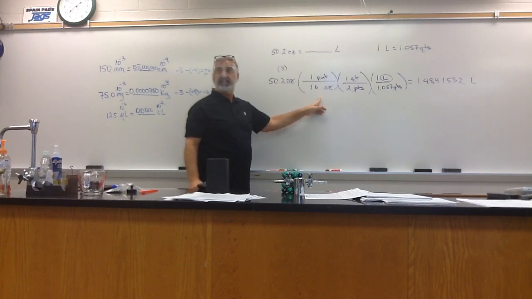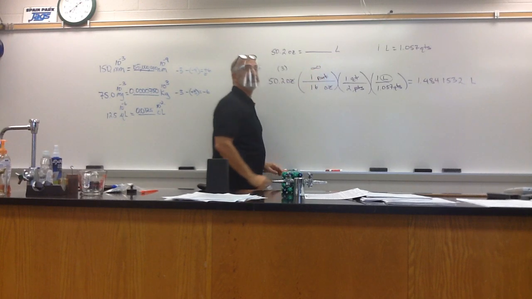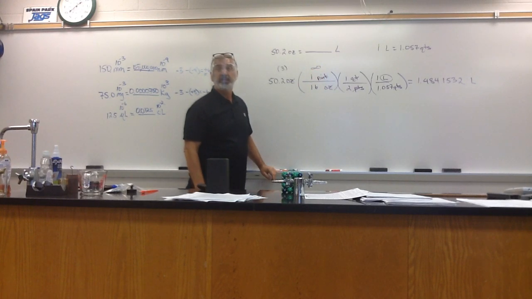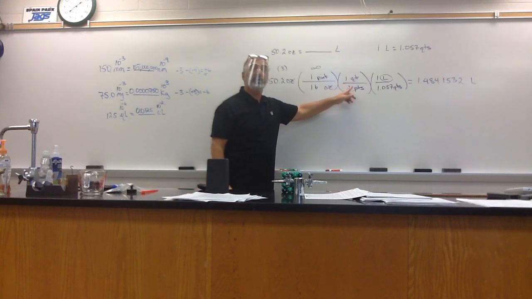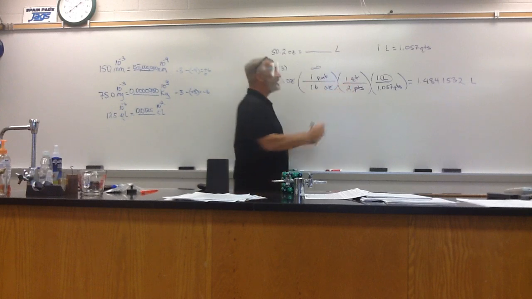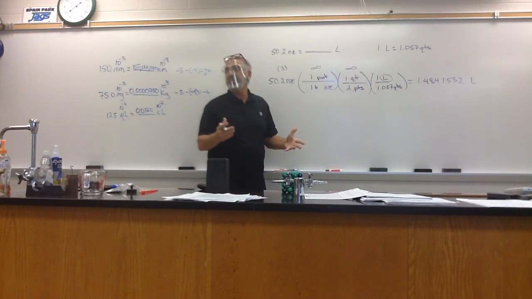Because somebody said that. This is one of those exact measures. Whenever you're in the same system, 1,000 milliliters is a liter, 16 ounces is a pint, we're going to say that that's infinite numbers of sig figs. It's exact. We know that there's exactly 2 pints in 1 quart. So that's an exact, so we don't count that. We consider it to be infinite numbers of sig figs, because it's exact.